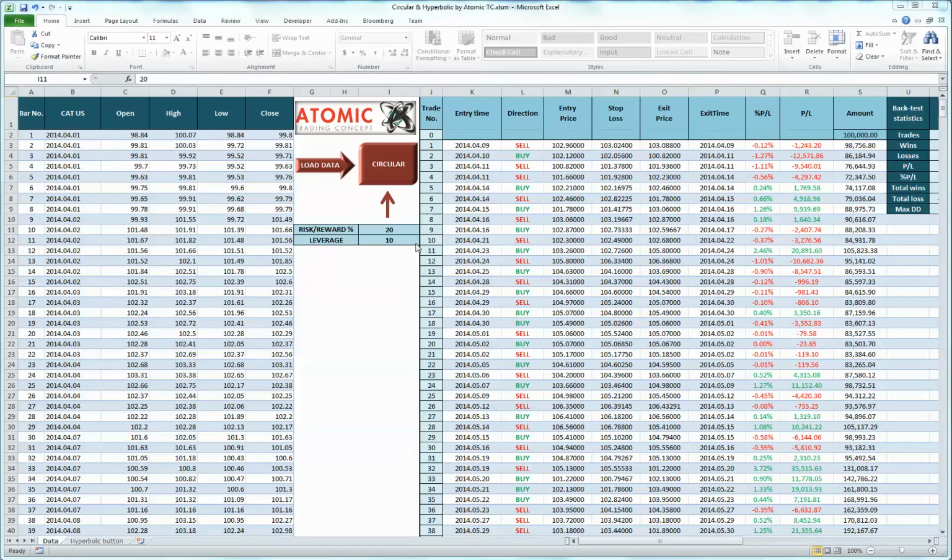Circular indicator has an extra setting which is called the risk-reward ratio, which sets the stop-loss closer or further away from the entry as a percentage of the prediction given. Using a 20% risk-reward ratio means that we will set the stop-loss at a distance 5 times smaller than the prediction given, having a 1 to 5 risk-reward ratio. After processing a market, if you want to use a different risk-reward ratio, you need to input it in cell I11 and click the circular button again to recalculate.